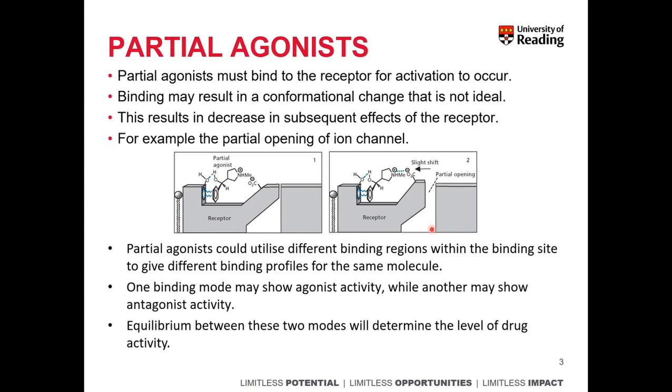Now equilibrium between these two binding modes will determine the level of drug activity. So if we have a drug that prefers to bind in a binding mode that partially activates the receptor, then we'll have more activity over that population of receptors than if we have a drug that prefers to bind in a binding mode that is antagonistic to the receptor. And it's the equilibrium between these two modes of binding that will determine the overall activity at that receptor type.